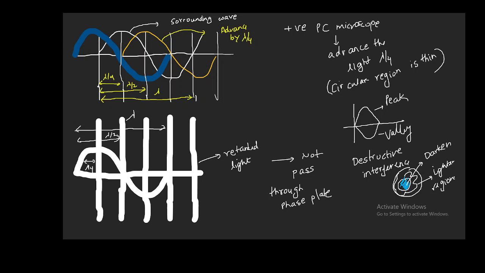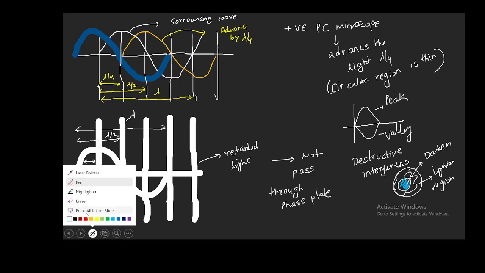So the area that has a higher refractive index will look darker and the area that has a lower refractive index will look lighter in this case. So this is the positive phase contrast microscopy. What happens in the case of the negative phase contrast microscopy? In this case you will get a brighter background and a darker central region.